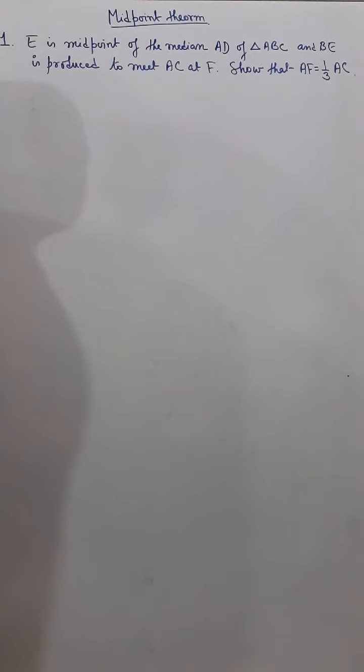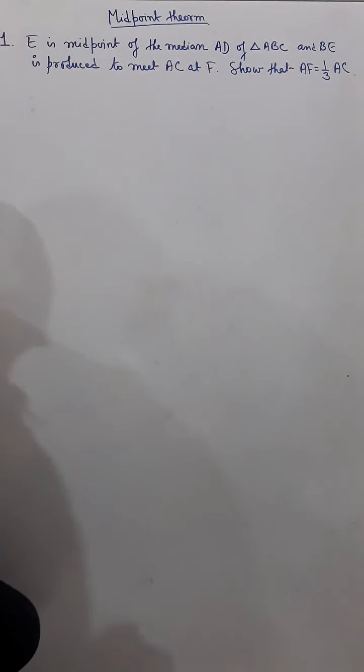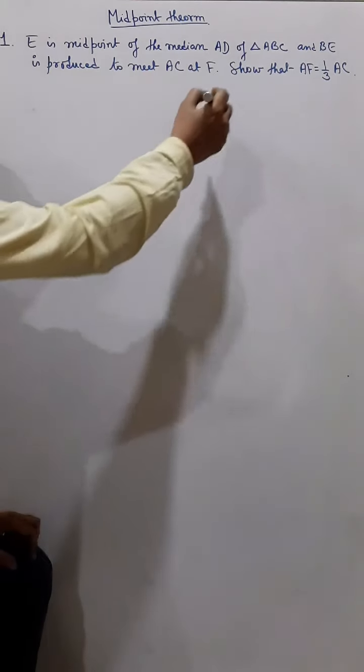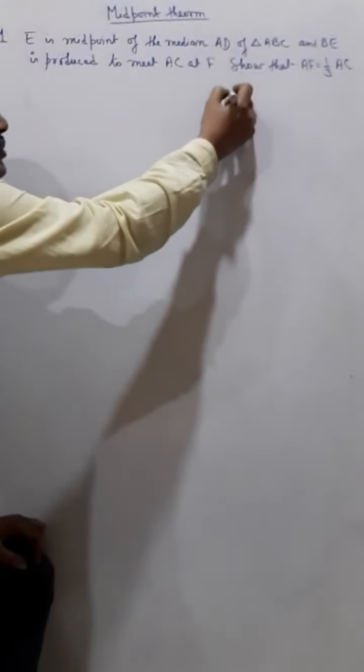Okay, student, this is midpoint theorem part 2. So today we'll do some more sums. Now you see in this sum they told E is the midpoint of the median AD of a triangle ABC. Okay, first let us draw the diagram properly.